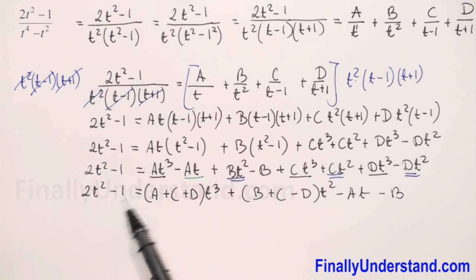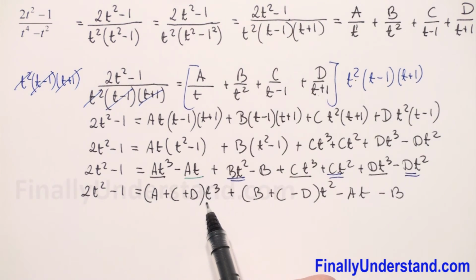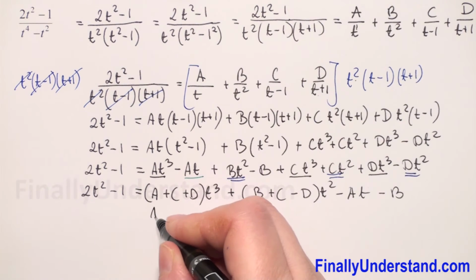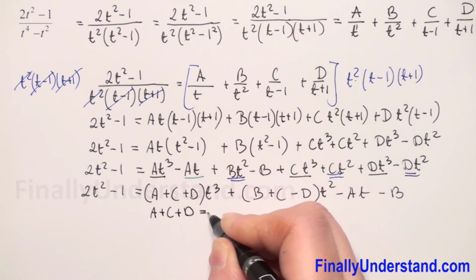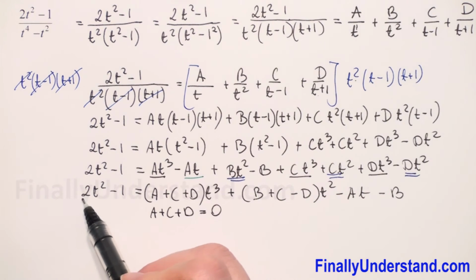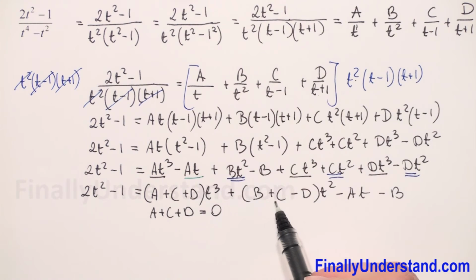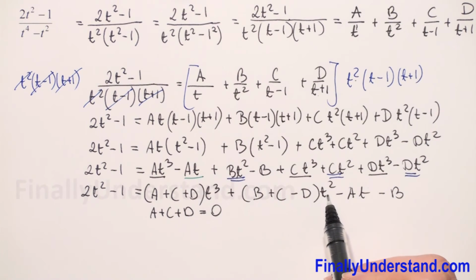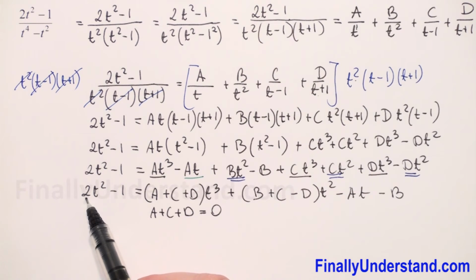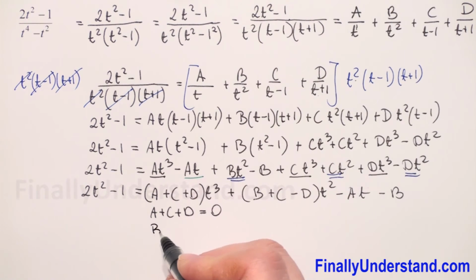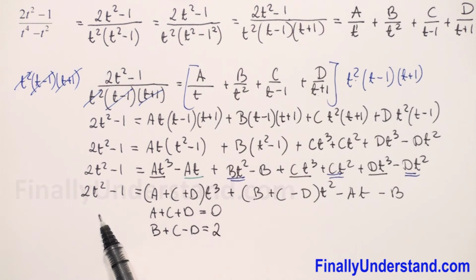We have 2t squared, we don't have t cubed, it means the coefficient before t cubed is 0. So we have the first equation: a plus c plus d is equal to 0. Why 0? Because we don't have t cubed on the left side, it means that coefficient is equal to 0. Next equation, we have b plus c minus d, times t squared. The coefficient before t squared is equal to 2. So it means that b plus c minus d must be equal to 2, because the left side must be equal to the right side.